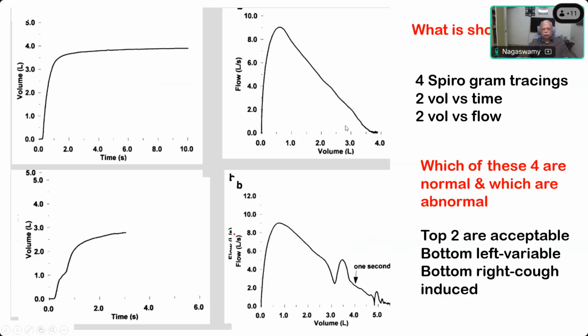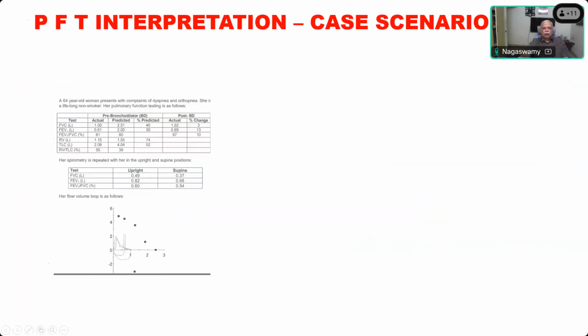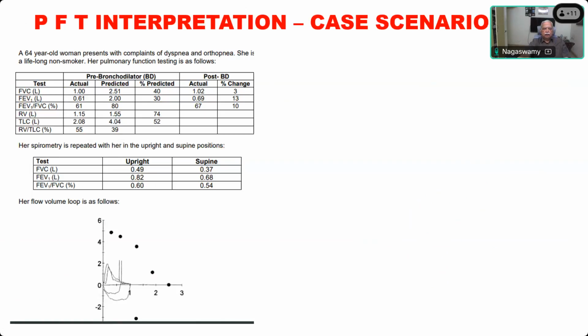Both are normal. The bottom right, left one, there is a stoppage before it reaches the full volume. Here the patient has coughed in between, so it is not able to complete the total volume. Now, some of the case scenarios where it can be challenging.